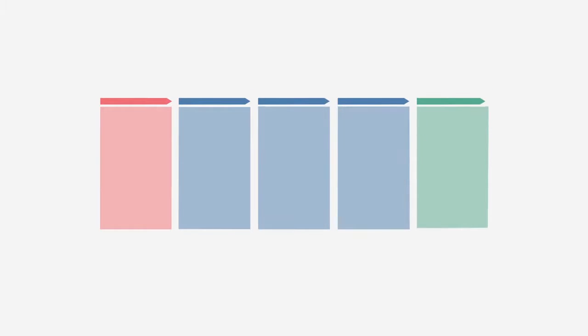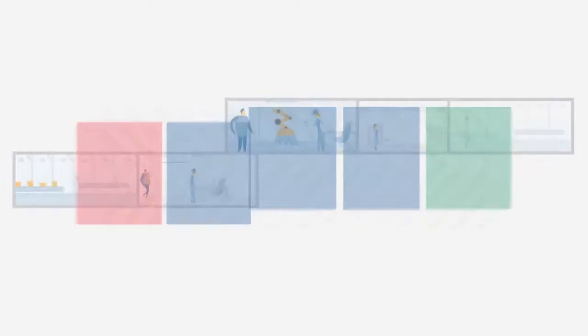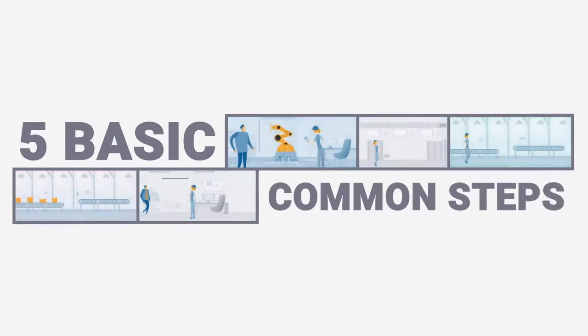A sales process is that series of steps followed by salespeople. They track a sale from a lead all the way through to a close. Sales process can be easily run through 5 basic common steps.